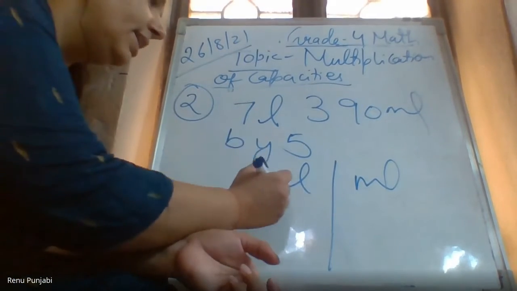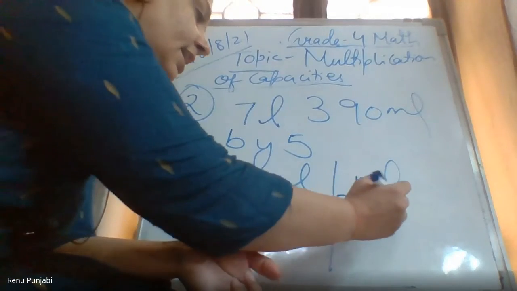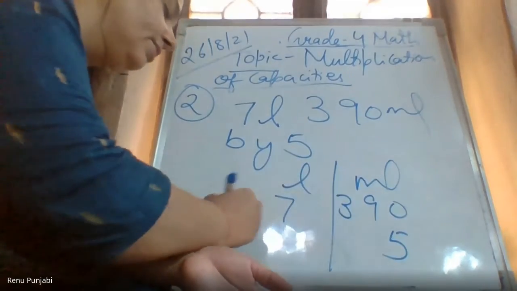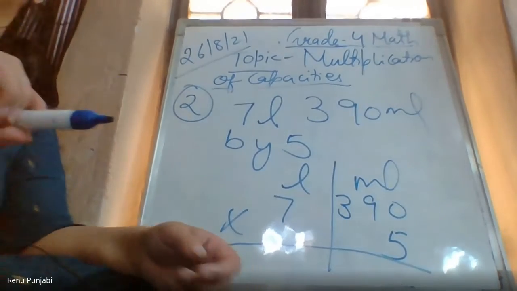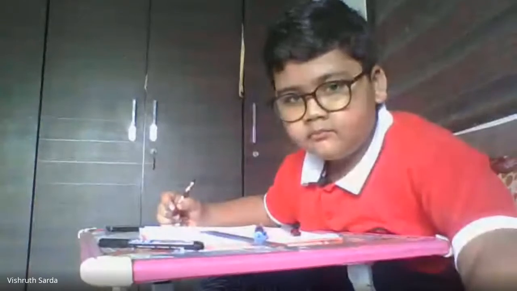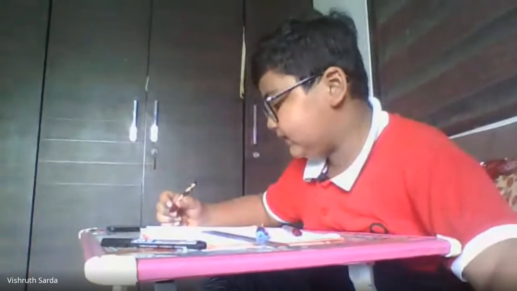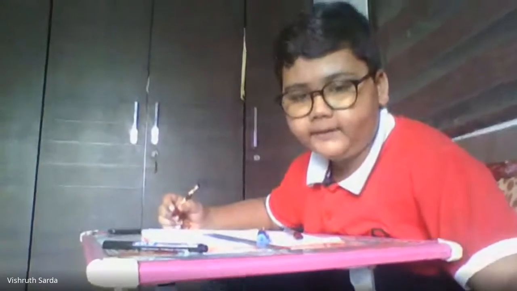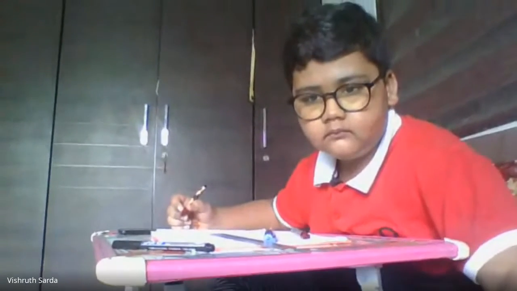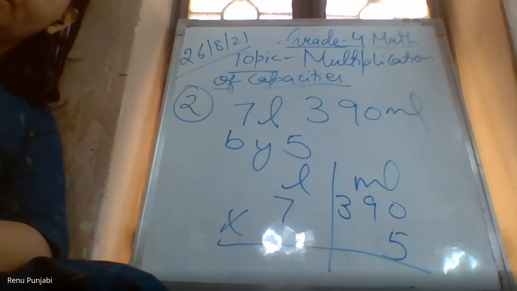So 7 liter, 390 milliliter, and multiply it with the 5. Find the answer and tell me. Meantime, yes, Vishnu, tell your story. And the answer is 36 liter 950 milliliter. Very good, so quick. Very good, Vishnu.